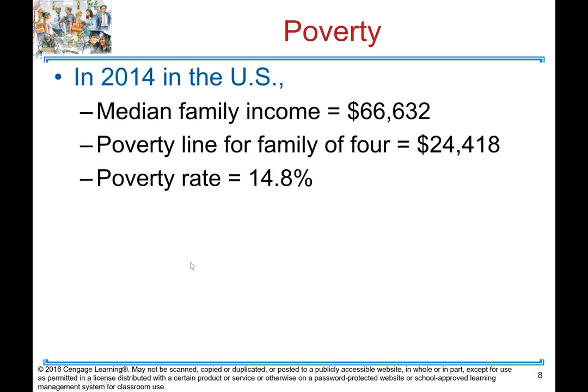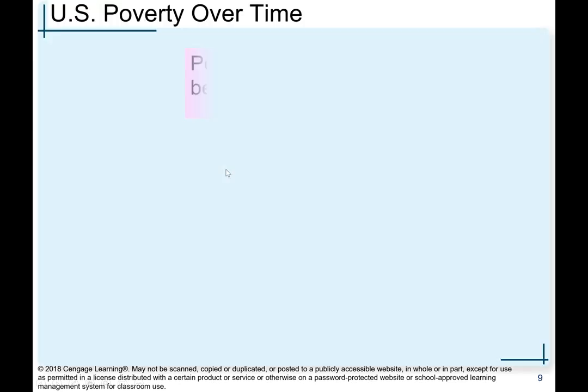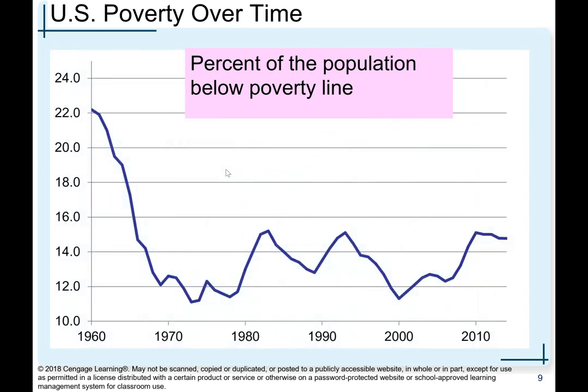In 2014, in the US, median family income was $66,632. The poverty line for a family of 4 was $24,418, and the poverty rate was 14.8%. Here is the percent of the population below the poverty line over time, beginning with 1960.